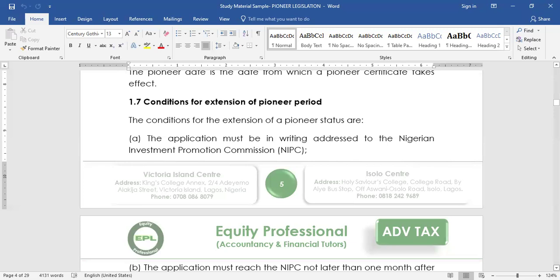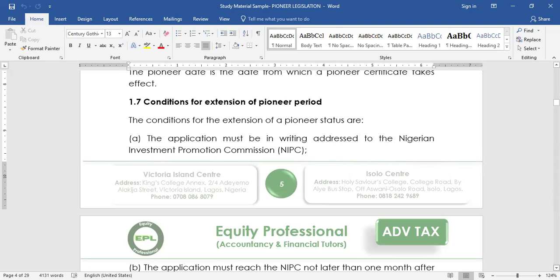Additional years of extension of pioneer period. How many years? 2 years. The initial period is 3 years. The extension period is what? 2 years. Do we understand? Initial period, 3 years. Extension period, 2 years.